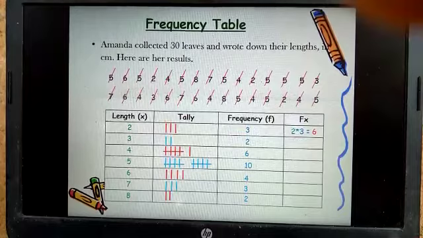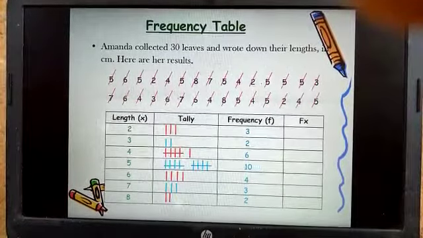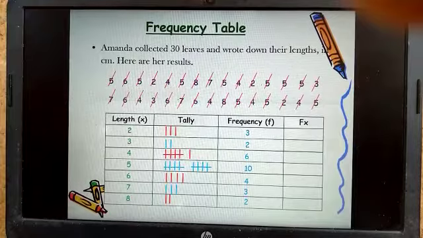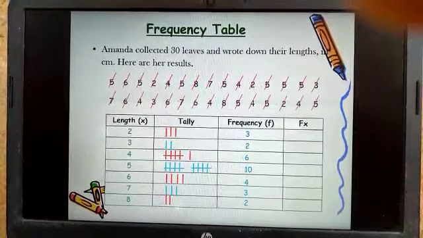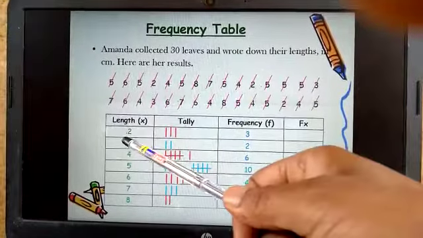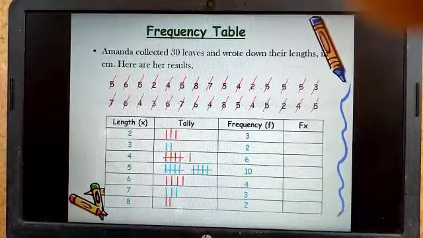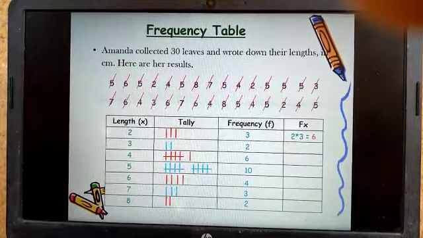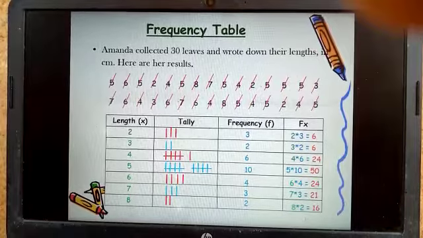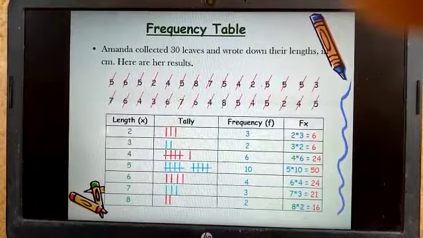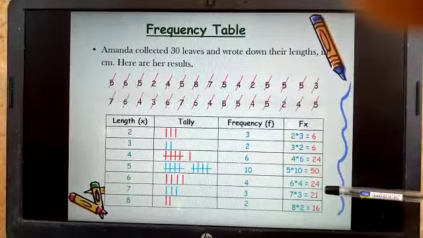Now, when you are through with filling the frequency and the tally, you then compute the fx. Now, how do you find fx? Fx is actually the length times the frequency. So 2 times 3 is 6. 3 times 2 is 6. In that order, we've been able to fill our frequency table. So this is the frequency table.